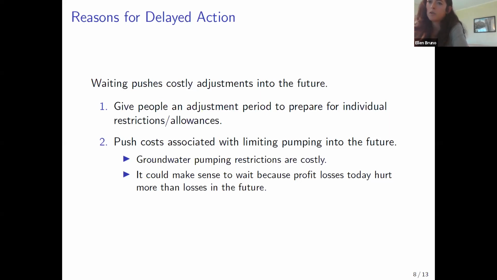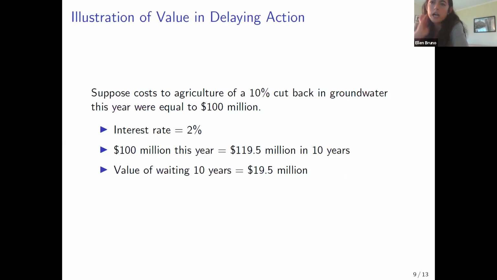For example, if someone was going to offer you $100 today or $100 in 10 years, you would choose $100 today because you could invest that, and in 10 years you would then have more than $100. And so the same logic applies in the opposite, where those costs happening today hurt more than costs sometime in the future. And so to try to make that slightly more concrete, I constructed this example.